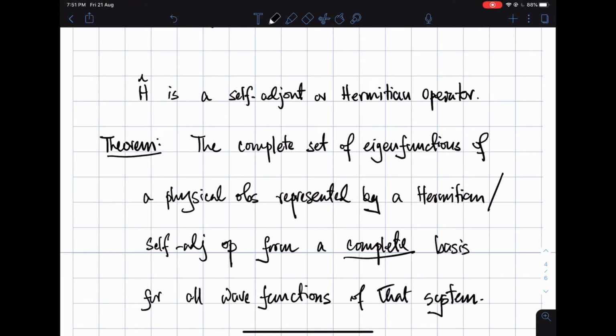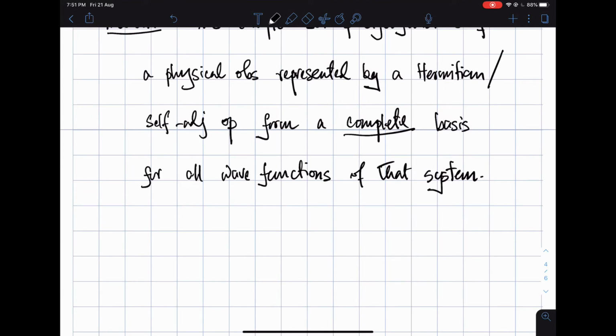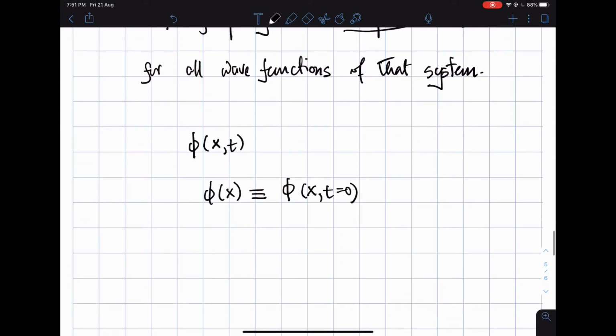So what does this mean? Suppose that you have some state, some arbitrary state, which is a function of space and time. And let's just take a particular time. Say we call psi of x to be the wave function at time t equals 0. Then it says that this wave function at a fixed time can be expressed as a linear combination of all the eigenstates of a physically observable operator such as the Hamiltonian.